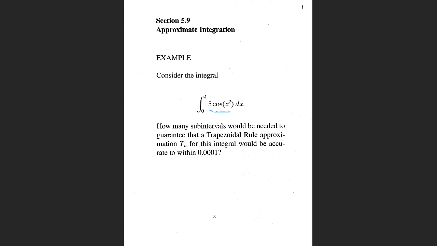So we want to approximate this integral, but before I do a trapezoidal rule approximation, I want to determine how many subintervals would guarantee that my trapezoidal rule approximation would be accurate to within 1/10,000th. To me, that's a more important question to ask before doing the trapezoidal rule approximation.